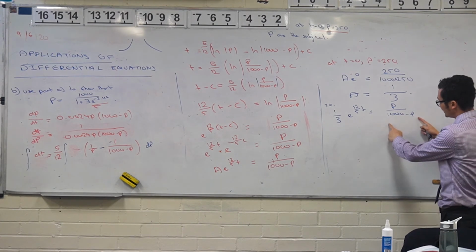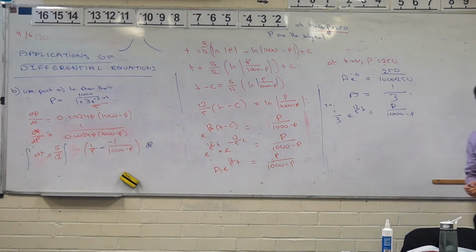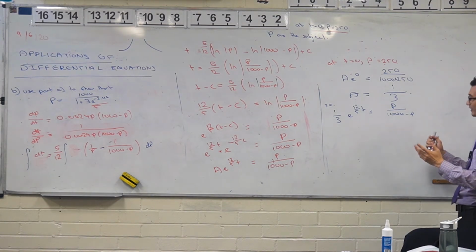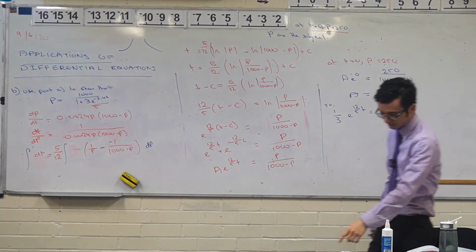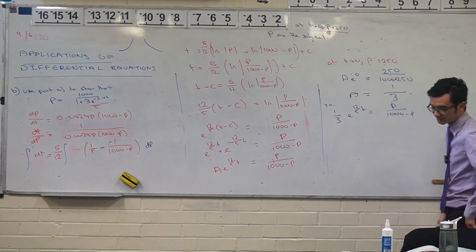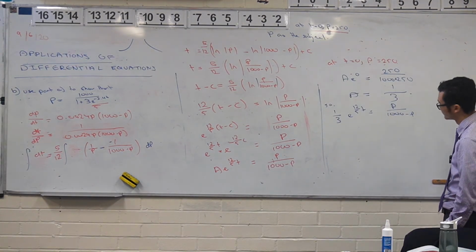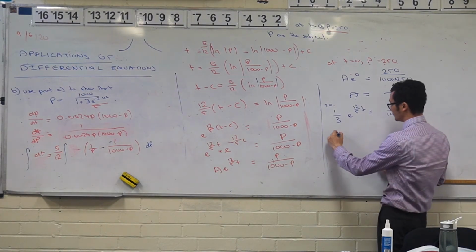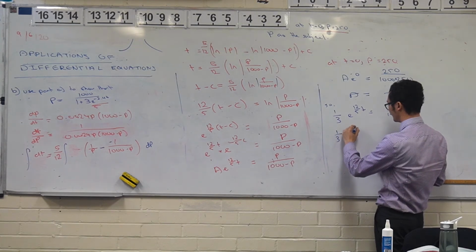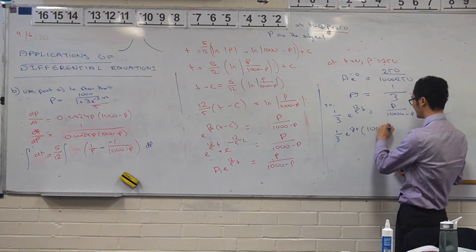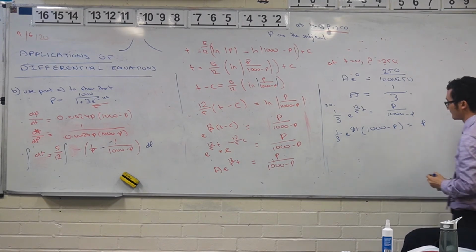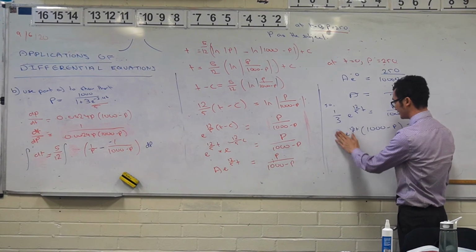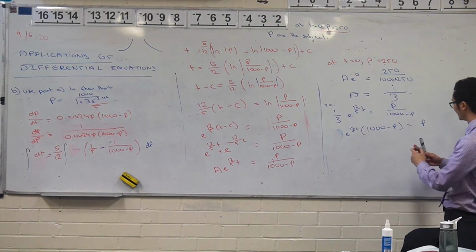I guess the annoying thing is that we've got these p's here, and they're separated by a fraction. So we can do something about that. We can multiply both sides by 1000 minus p. It's the only thing we can do, so let's just do it. So we've got 1 on 3 e to the 12 on 5t outside of 1000 minus p. I guess we could also multiply both sides by 3 now to get rid of this fraction, and that can be where your 3 comes in.